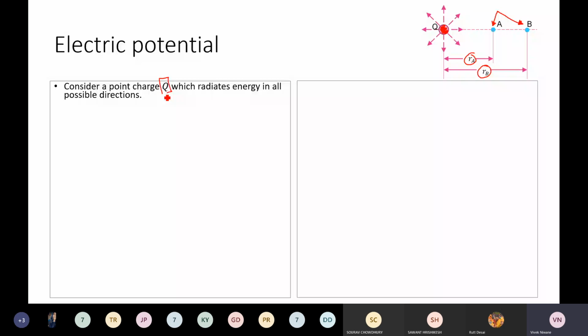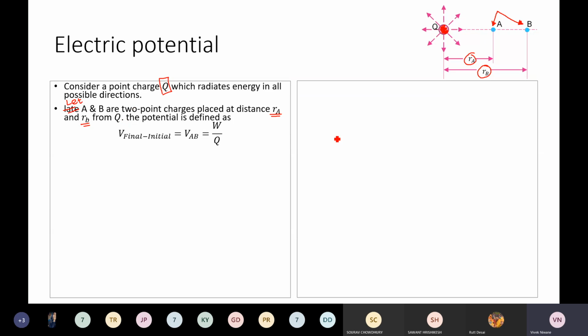So we have a point charge Q. Let A and B be two points placed at distance RA and RB from Q. Here the potential is defined as, we are looking at a very secondary school concept, potential difference is nothing but, this is a notation.